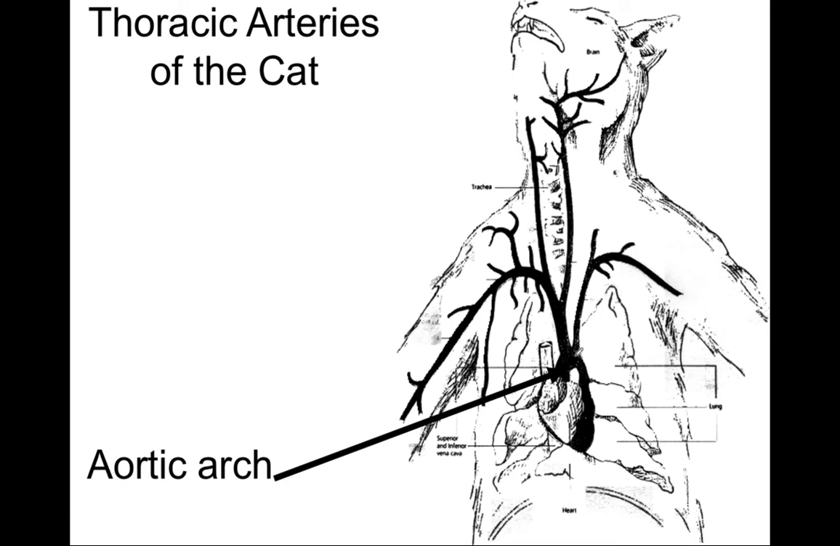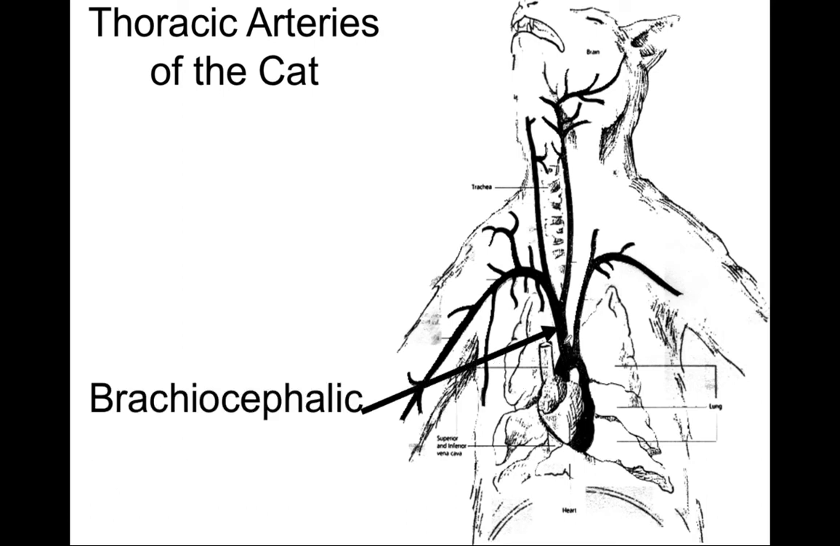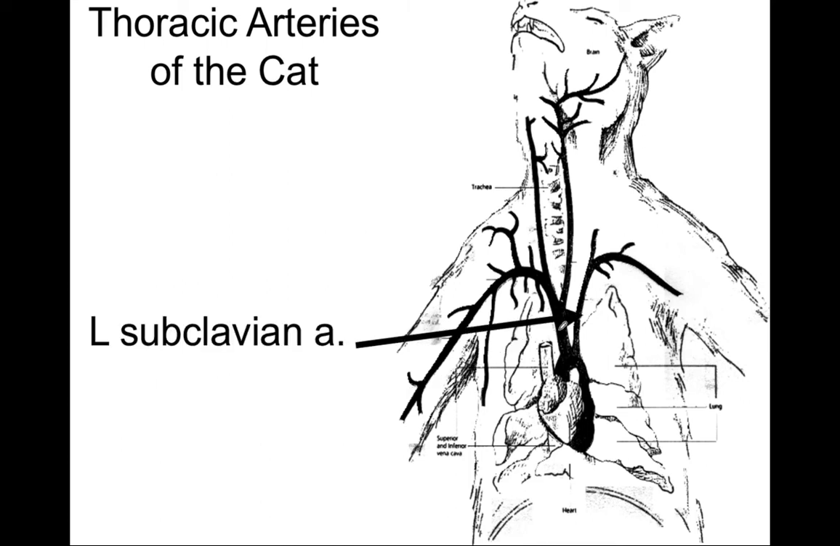So here we find the aortic arch. There's going to be two major branches, our brachiocephalic artery, also known as the brachiocephalic trunk. You can truly call it either. A trunk is just a very short and large vessel, so you can call this the brachiocephalic artery or the brachiocephalic trunk. And our second branch off the aortic arch is the left subclavian artery.